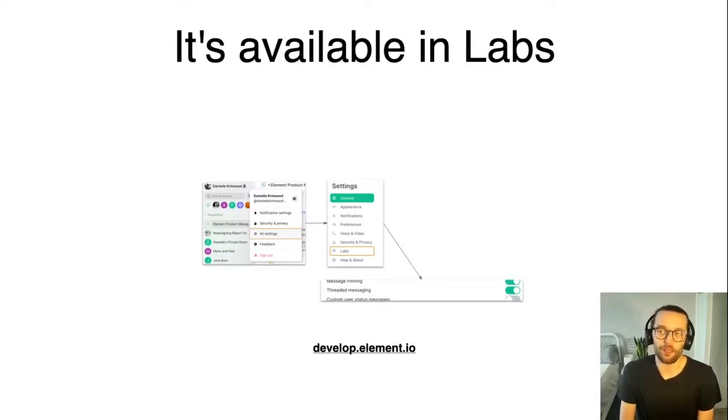But if you want to try it for yourself, it's available today in develop.element.io, where we have all of the upcoming features that are deployed. So if you go there, you can go in your user settings. You'll have a little tab called Labs on the left. And in there, you'll find threaded messaging. So if you toggle that on, you'll be able to use threads today.